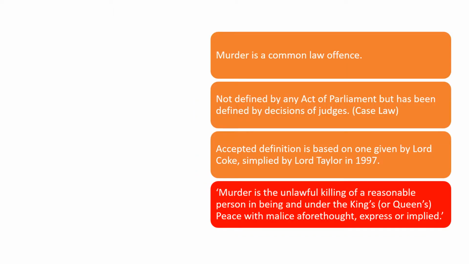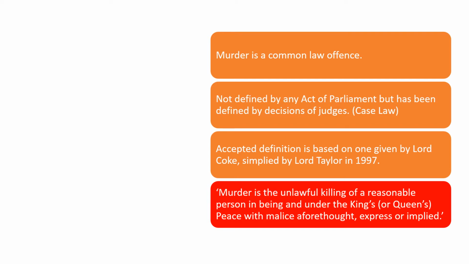Murder, first of all, is a common law offence, which means it's not defined by an act of parliament. It's been defined by decisions of judges, which is known as case law or precedent. The accepted definition is based on one given by Lord Coke, but simplified by Lord Taylor in 1997. So this is the one you should use to frame your responses. The definition is that murder is the unlawful killing of a reasonable person in being, under the King's or Queen's peace, with malice aforethought, express or implied.